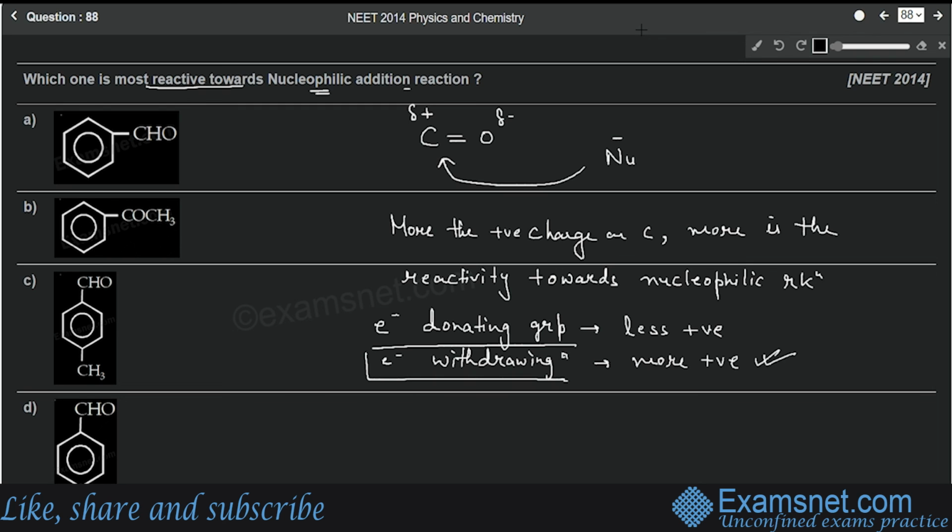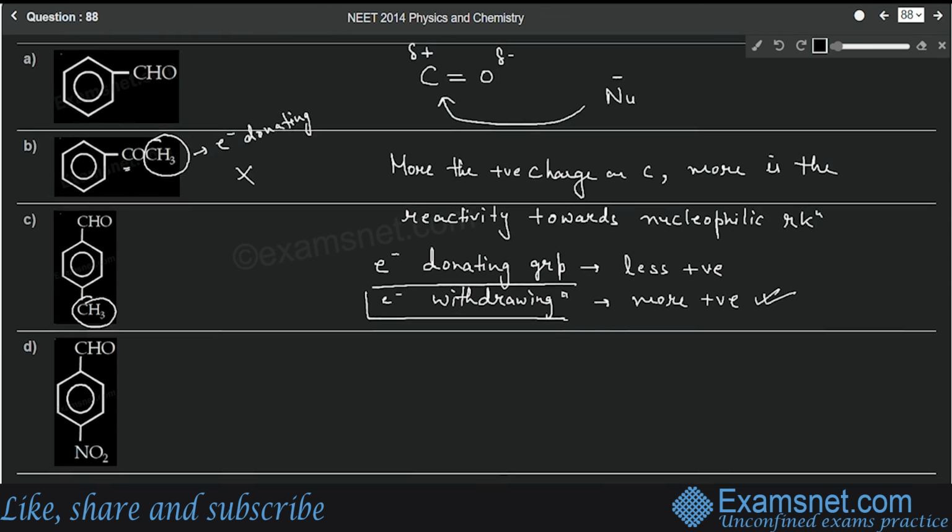In the second one we have CH3 attached to the carbonyl group. That means this CH3 is electron donating group. We know that electron donating group will make it less reactive towards the nucleophilic addition because it will make the carbon less positive. Okay, so it is not possible. Then in the third option again we have methyl group. So this is electron donating, so it will make the carbon less positive.